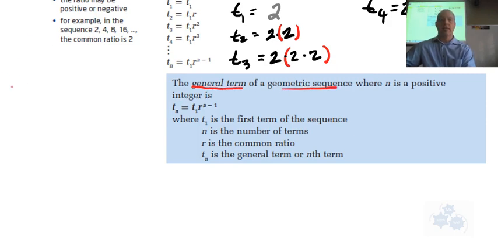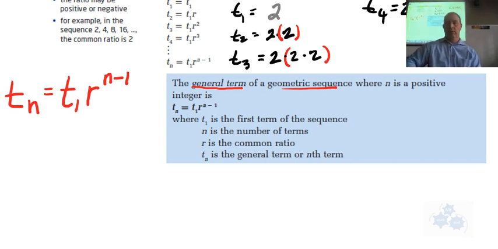And I'm going to write this a little bit larger over here. T of n, so any term in a geometric sequence is given by starting with t1 and then multiplying by r to the power of n minus 1. Okay.